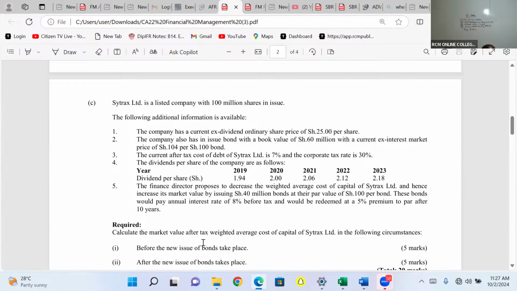They want us to calculate the market value of Citrus Limited before the new bond issue takes place, so before note number 5. Use information 1, 2, 3, and 4. Remember, it's only note number 5 which talks about the issuance of a new bond. So they want us to give them the WACC using notes 1, 2, 3, and 4. Then how do we do that?